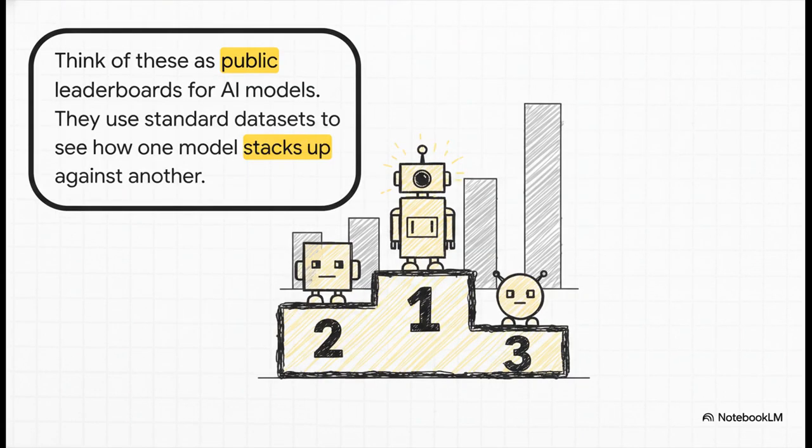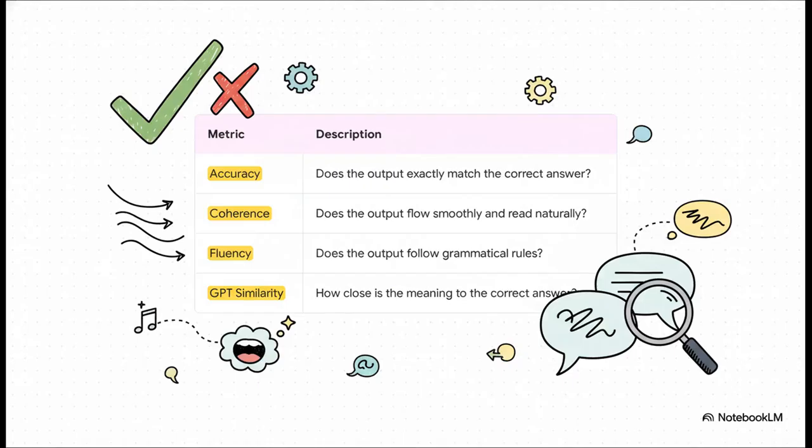So first up, benchmarks. The easiest way to think about these, they're kind of like the Olympics for AI models. They're these public, standardized tests that see how well a model performs on specific tasks compared to all the others out there. It gives you a really clean, objective starting point. So what are they actually measuring in these benchmarks?